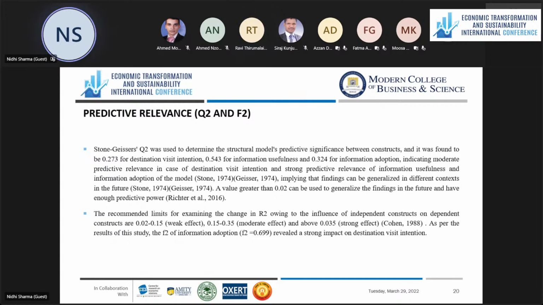Okay, sir. And the recommended limits for examining the change in R square owing to the influence of an independent construct on a dependent construct are 0.02 to 0.15 weak effect, then moderate, and above 0.35 it is a strong effect. So as per our study, the F-square of information adoption is 0.699, which reveals a strong impact on destination visit intention.